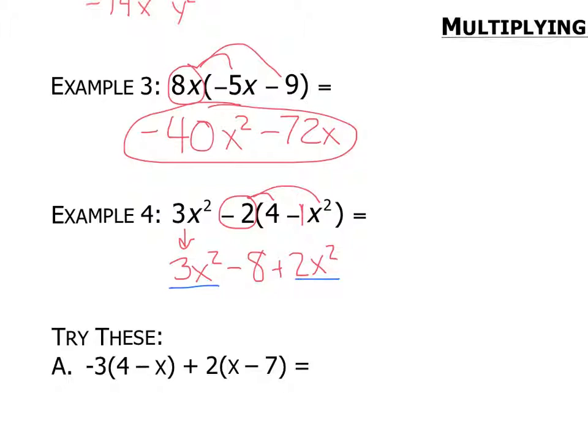3x squared and 2x squared makes 5x what? Apples and apples make apples, right? I'm not changing the exponent. So 3x squareds and 2x squareds make 5x squared. Multiplying is different than addition. You got to be careful, okay? And then we have the minus 8 at the end.